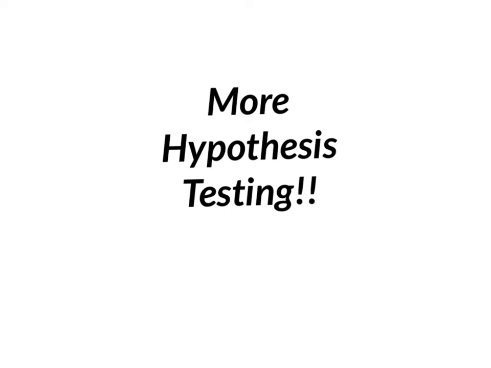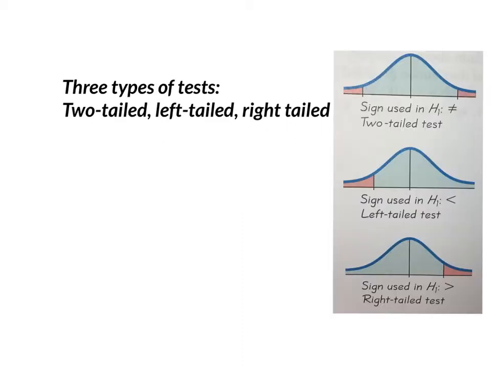All right, guys, even more hypothesis testing, and I'll be saying that for several days. So let's see what else we got. There's three types of tests with hypothesis testing: a two-tailed, a left-tailed, and a right-tailed. And I got pictures over here for you, and it's not hard to tell which kind you're going to use.